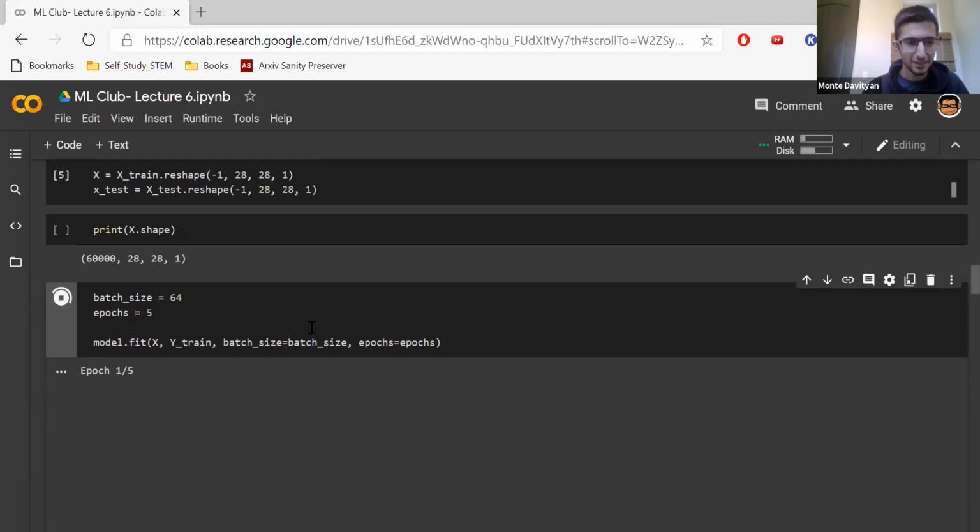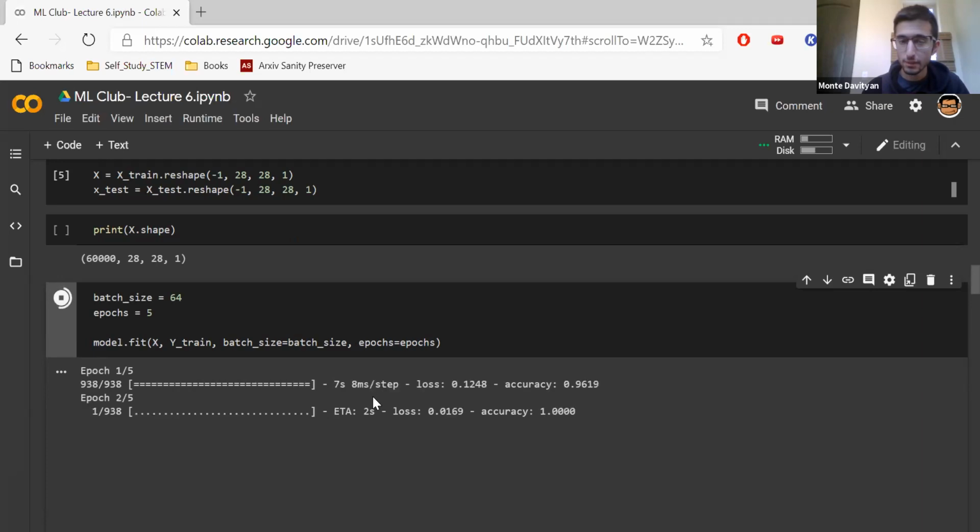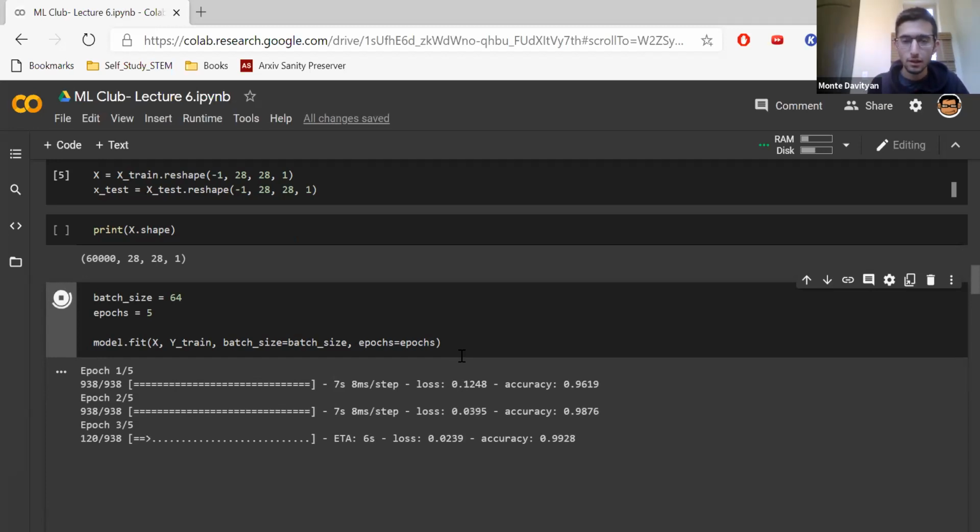All right, give it a second. Now you can see it's a lot faster. The estimated time to completion is about 5 or 6 seconds, right? Whereas the CPU was taking 30 minutes just for one epoch. But now each epoch is taking 5 or 6 seconds because we're using a GPU in this case.